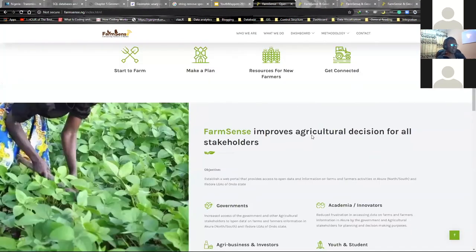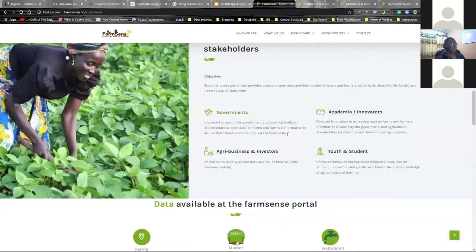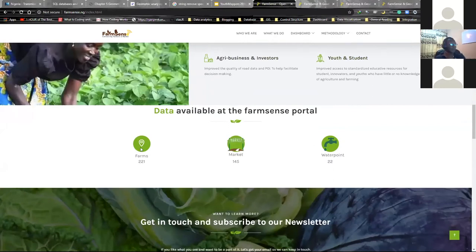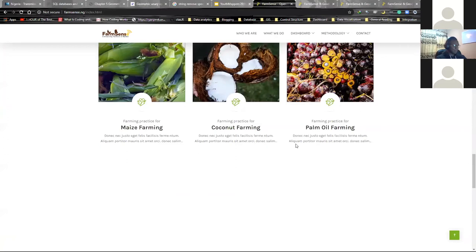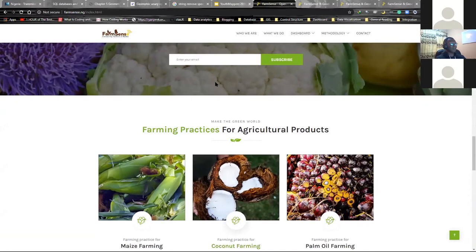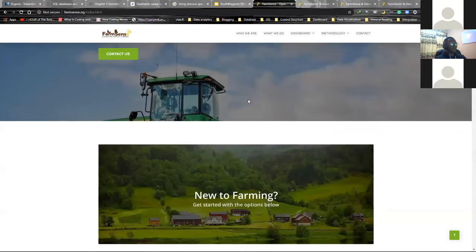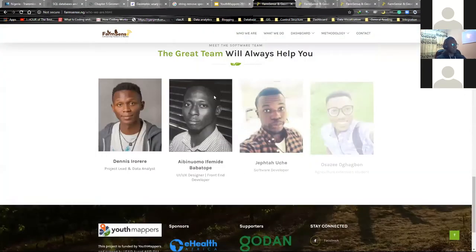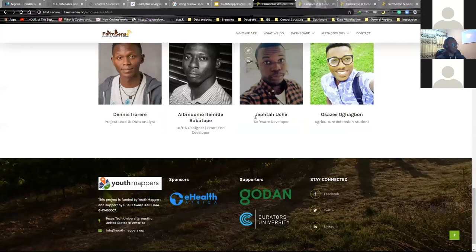And then it talks about the stakeholders involved. You have government, you have agribusiness and everything. So this is data available in the portal, like data we collected. We're able to map 22 farms. The markets were about 145 and the water points we found were like 22. And these were supposed to be some, you know, best practices on farming and agriculture. And then more about what the project was about or where we're trying to take the project to. And this was the team that actually helped in developing the software and stuff.